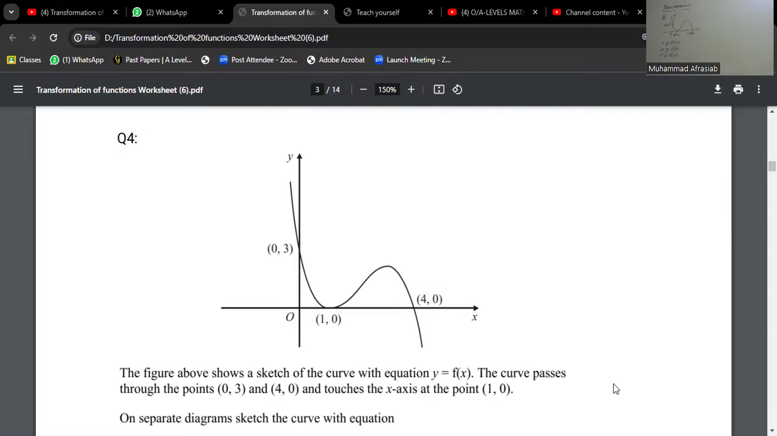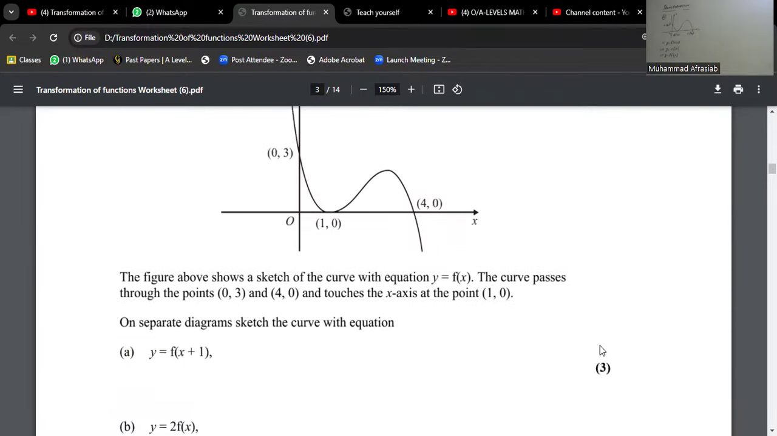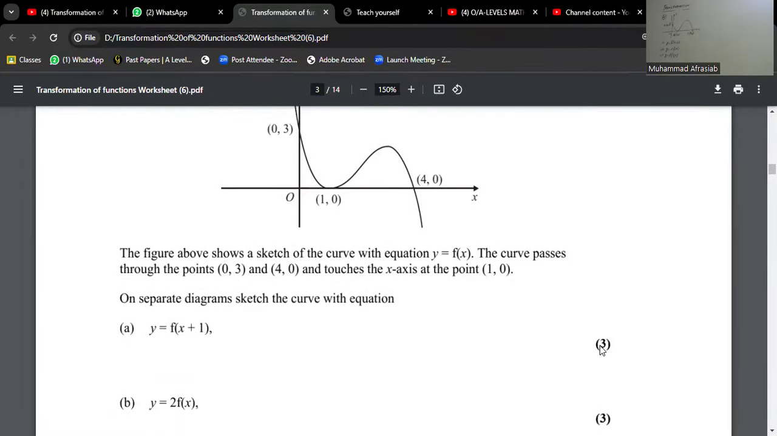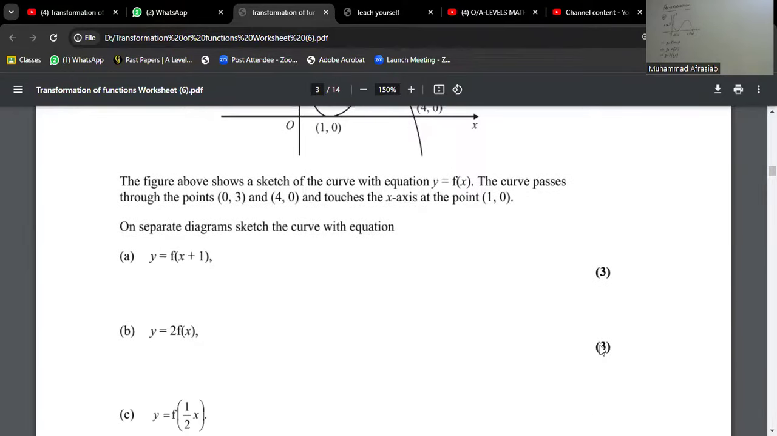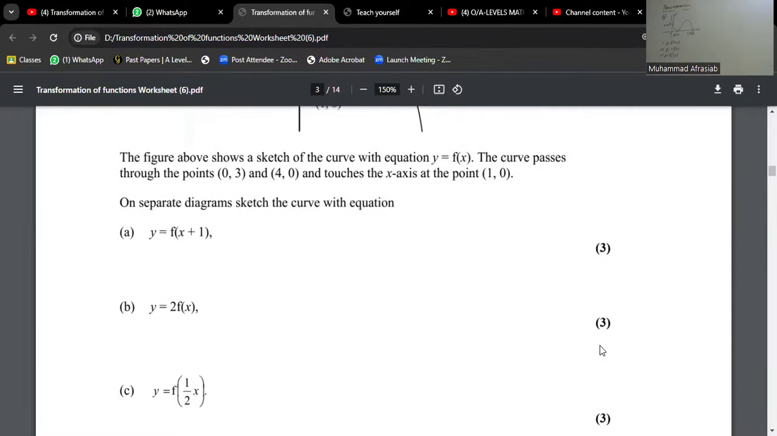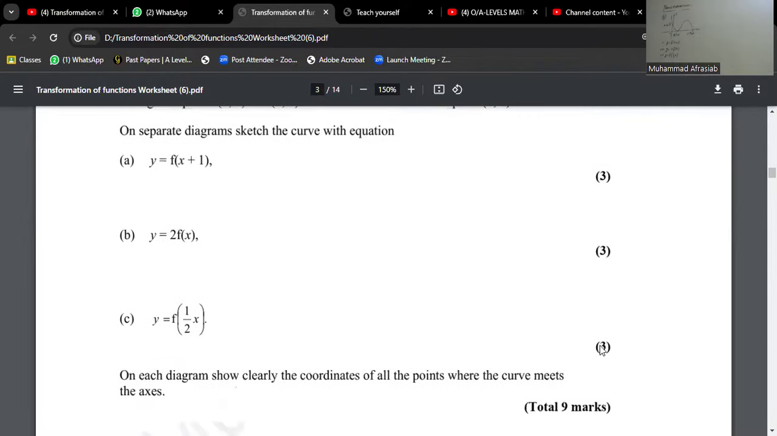On separate diagrams, sketch the graphs with the equations y is equal to f of x plus 1, y equal to 2f of x, and y equal to half f of x. On each diagram, show clearly the coordinates of all the points where the curve meets the axis.